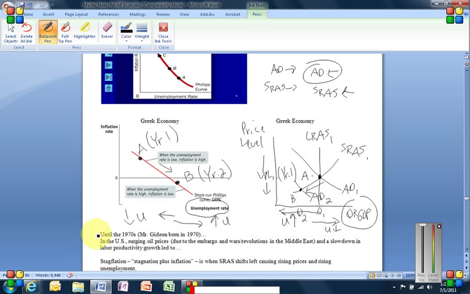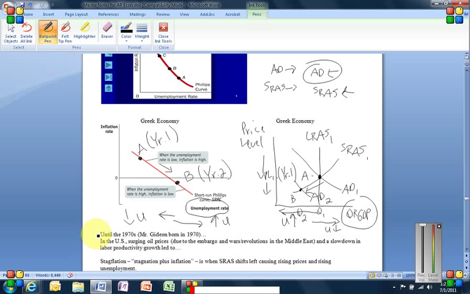But that's when the relationship started to go in a direction people did not expect. What happened? Well, in the United States, surging oil prices due to the embargo and wars and revolutions in the Middle East, as well as a slowdown in labor productivity growth, led to something that we later came to define as stagflation. Stagflation is a term that combines the other terms stagnation and inflation. It's when SRAS shifts left, causing rising prices and rising unemployment.